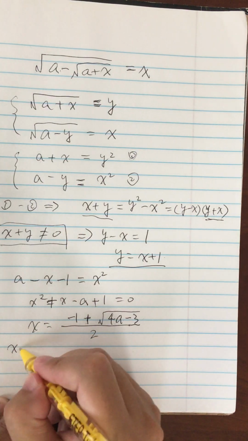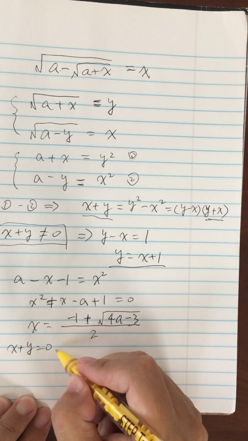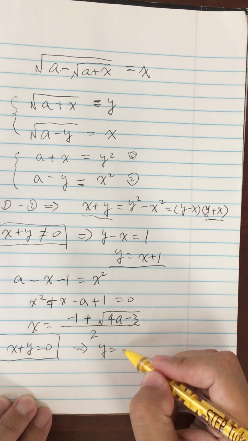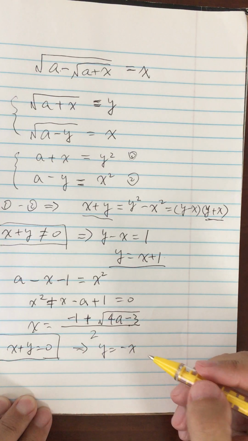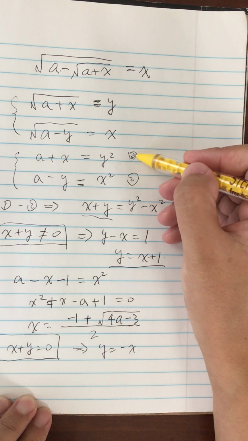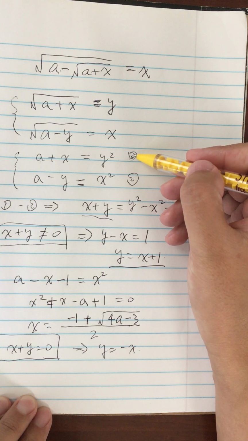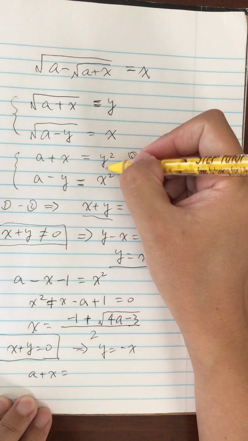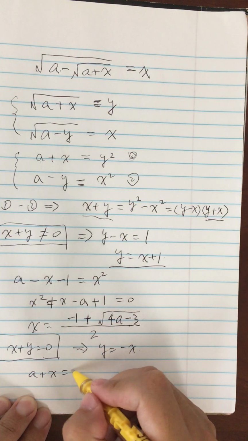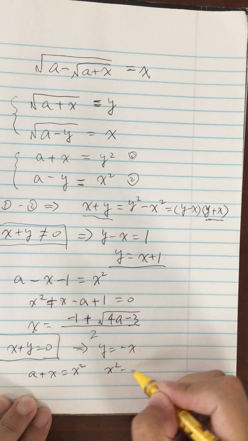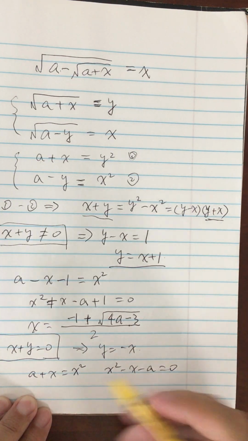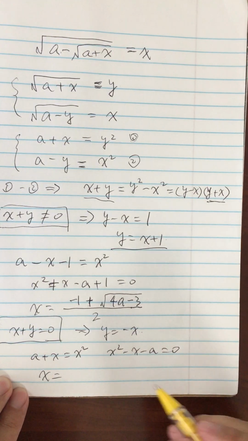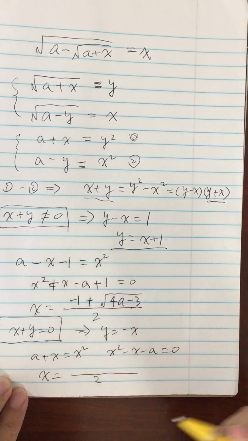So suppose x plus y equals 0. For this condition, what do we have? Then y is going to equal minus x, and then we can bring this back into equation 1. We end up with a plus x equals y squared, and y squared equals x squared. So x squared minus x minus a equals 0. So x is going to equal, again we use the root formula, the quadratic formula.